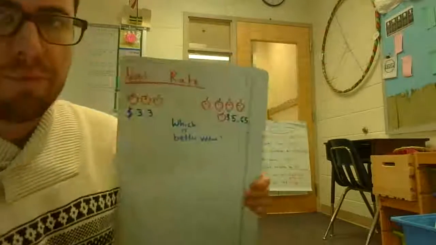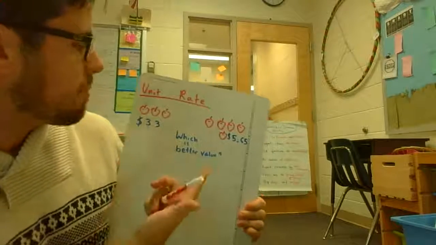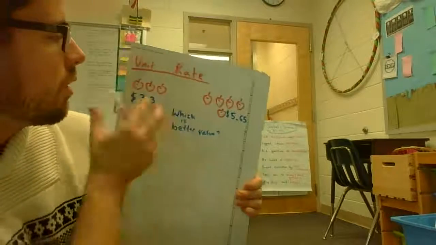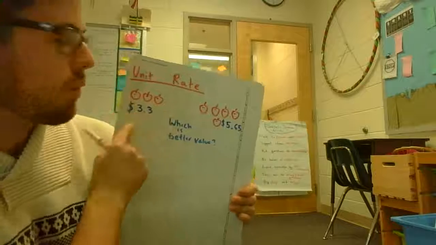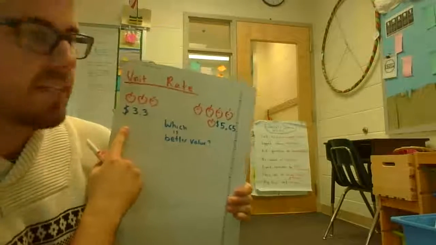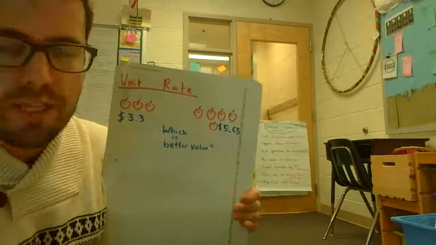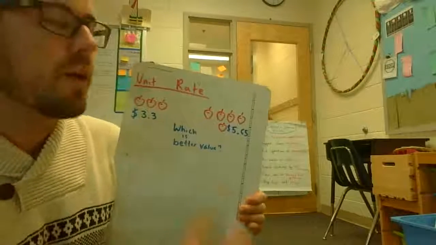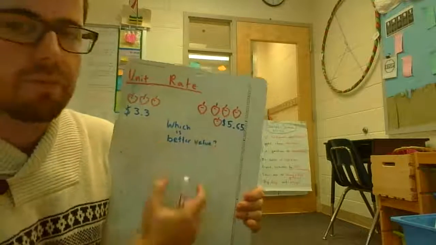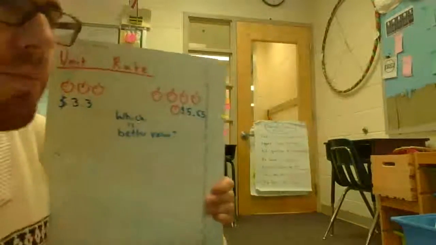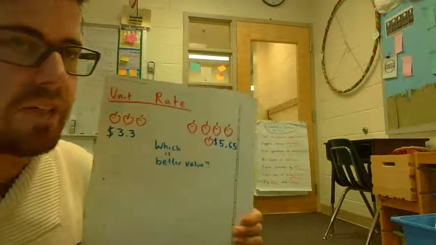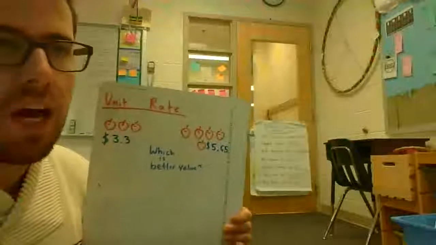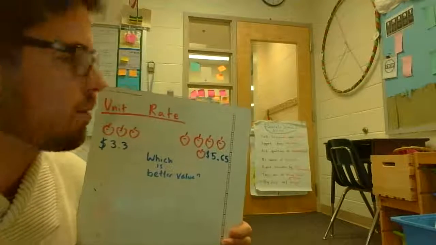Okay, so I've set up a problem for you to think about, and this is asking about apples. So if we have store number 1 is selling 3 apples for $3.30, and store number 2 is selling 5 apples for $5.65. Which one is going to be the better value? Well, in these types of problems, it's really important to visualize what is going on in this problem.